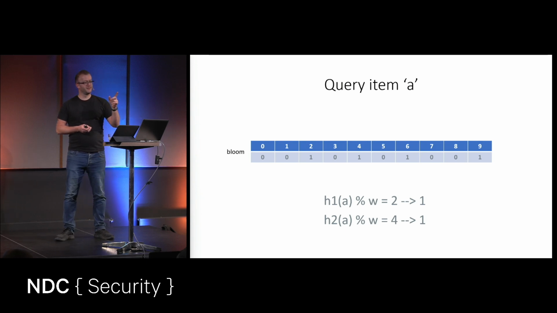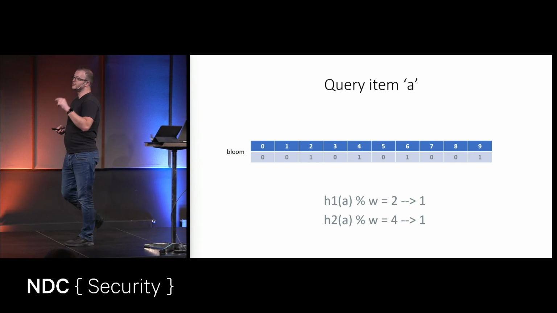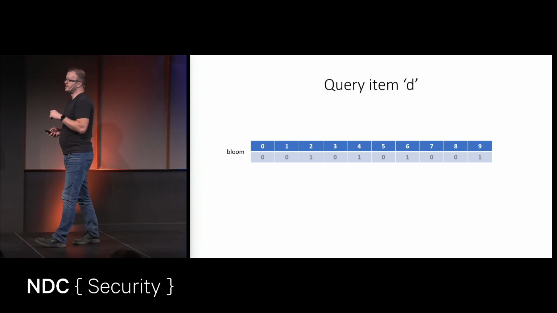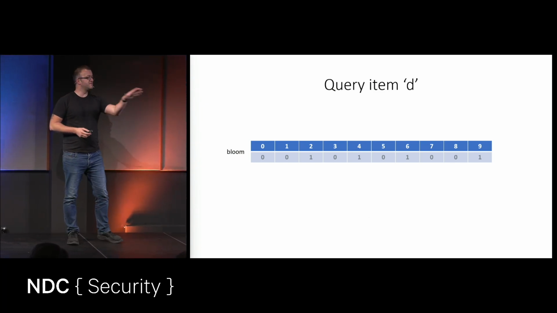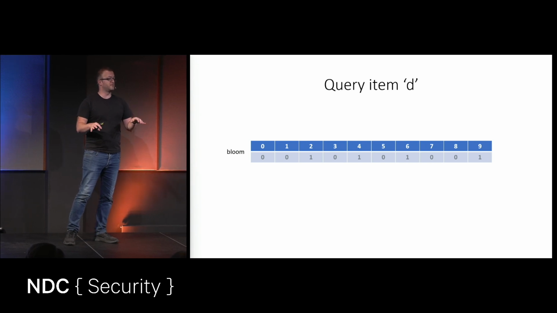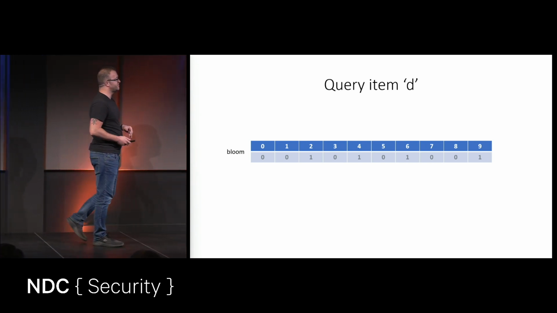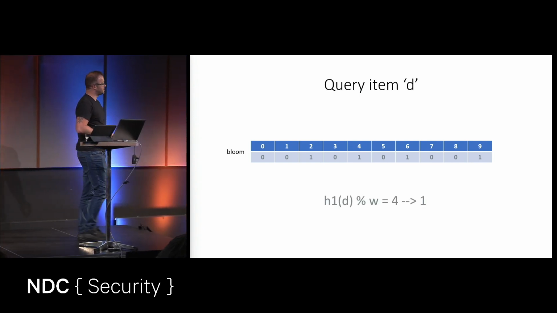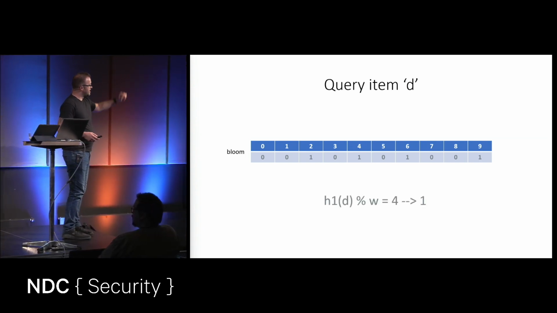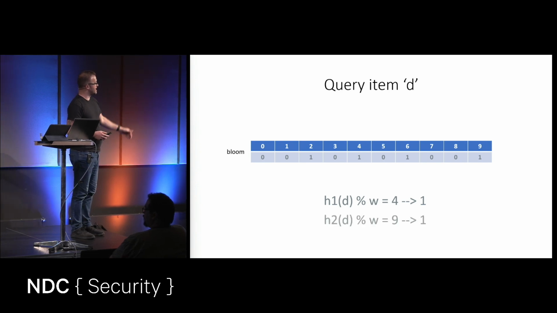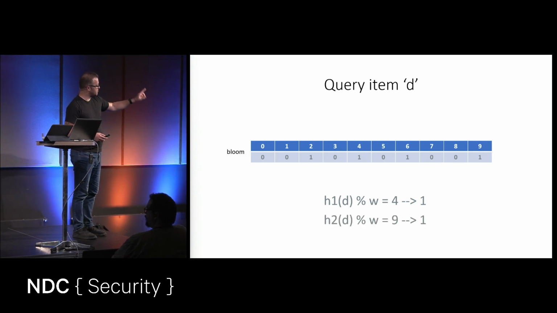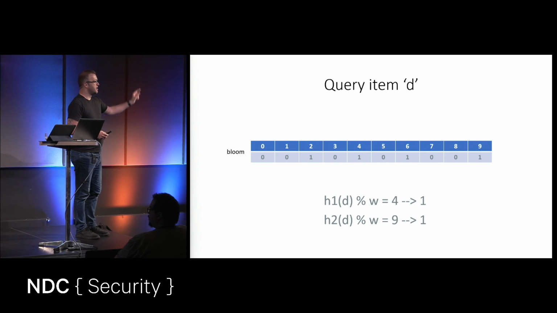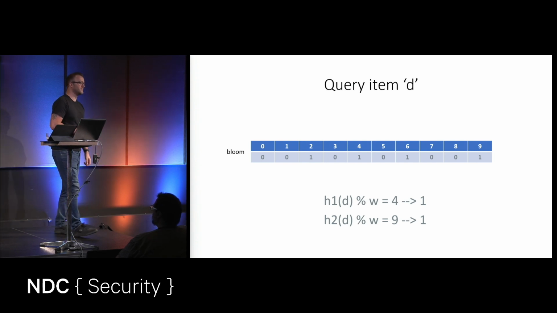Or can we? Let's take a look at the next report that comes in, right? Another new one. We've never seen this before. It's item D. I've not talked about it. It's another new report that's just come in. Let's see if we've seen this particular report, right? Take the first hash function, hash the item, mod it, index number 4. Take the second hash function, hash it, mod it with the width, index number 9. Both of those bits are set.